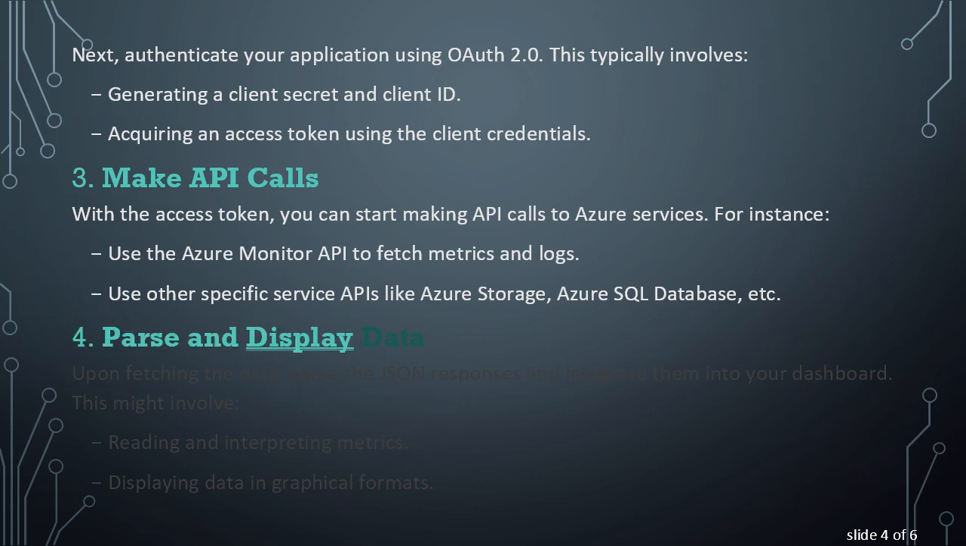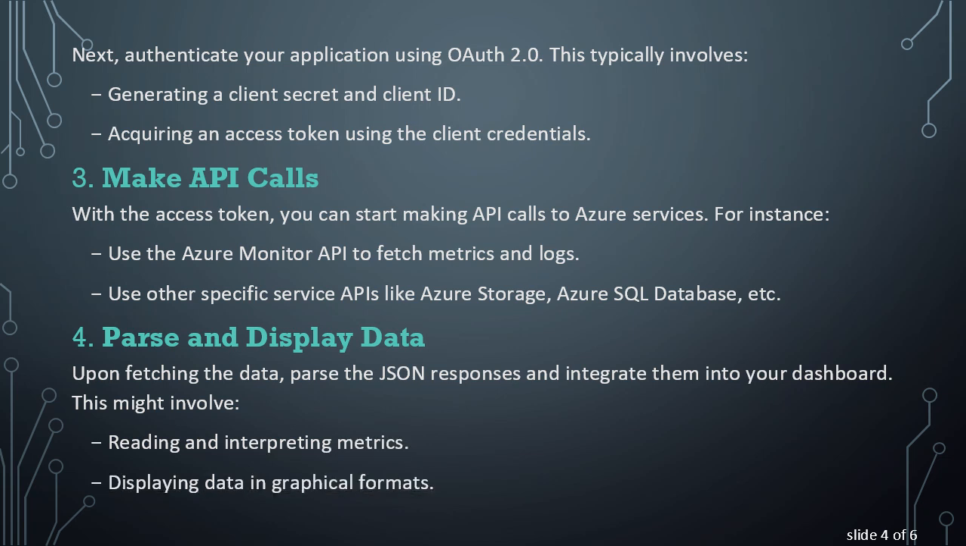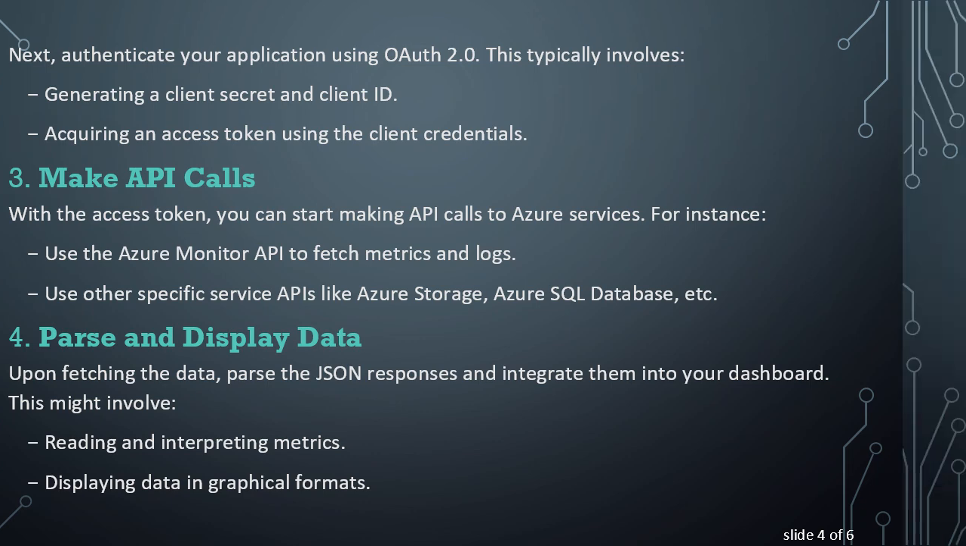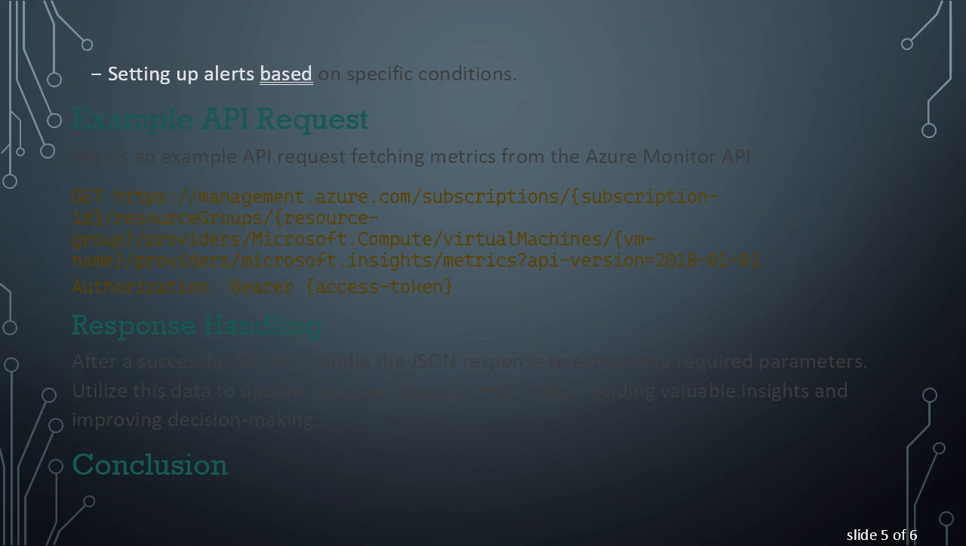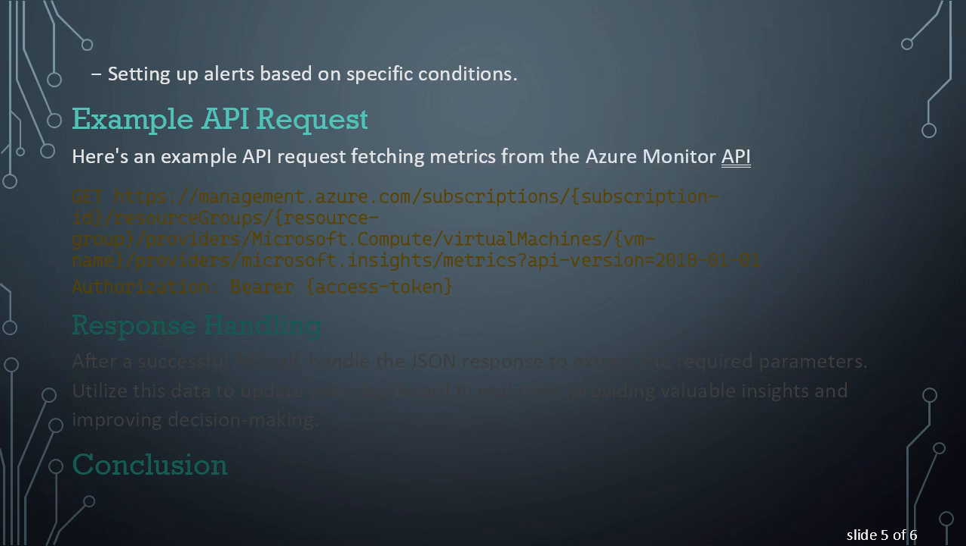4. Parse and display data. Upon fetching the data, parse the JSON responses and integrate them into your dashboard. This might involve reading and interpreting metrics, displaying data in graphical formats, setting up alerts based on specific conditions. Example API request. Here's an example API request fetching metrics from the Azure Monitor API.